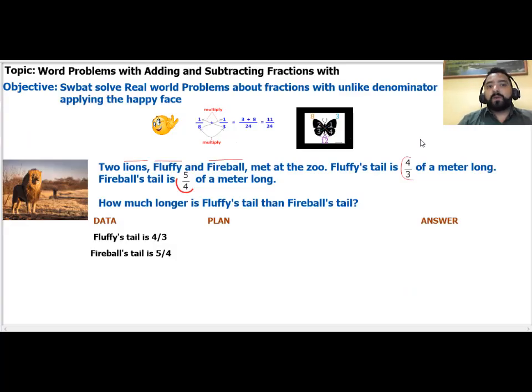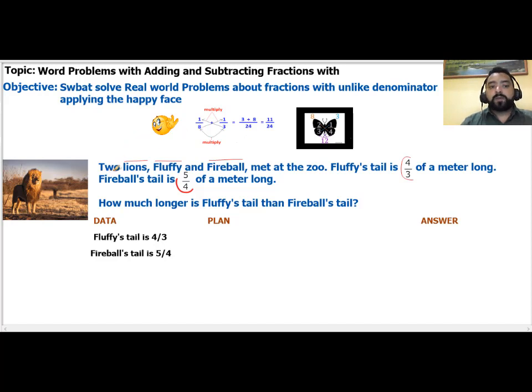Everyone, today I will explain word problems with adding and subtracting fractions. Remember, to solve adding and subtracting fractions with unlike denominators, we use the happy face method, or cross multiplication and smile, and we use the butterfly. If you don't know what this method is, you can see the video in the description. Now, I'm going to explain how to solve word problems with fractions.